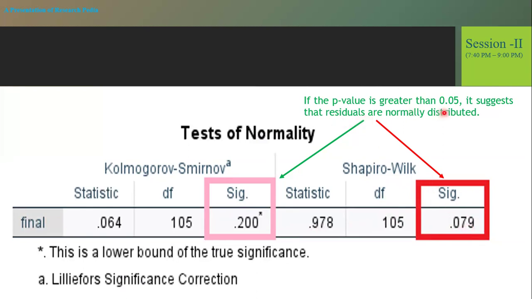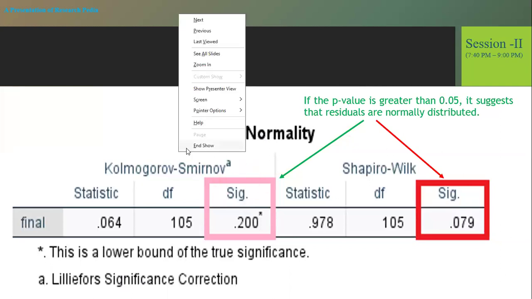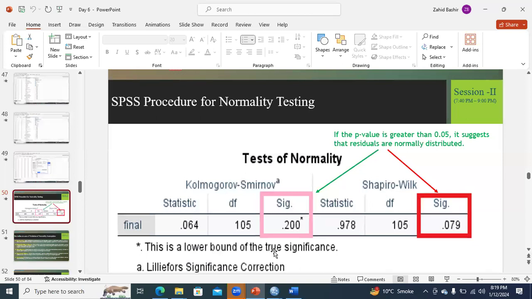If the p-value is greater than 0.05, it suggests that the residuals are normally distributed. It was the same criterion we used during our mean comparison method when we were using the one-sample KS test. If the p-value or the Sig value is greater than 0.05, it suggests that the data is normal. But here, in this case, the residuals are normal. So this is the test that we would use for testing normality.